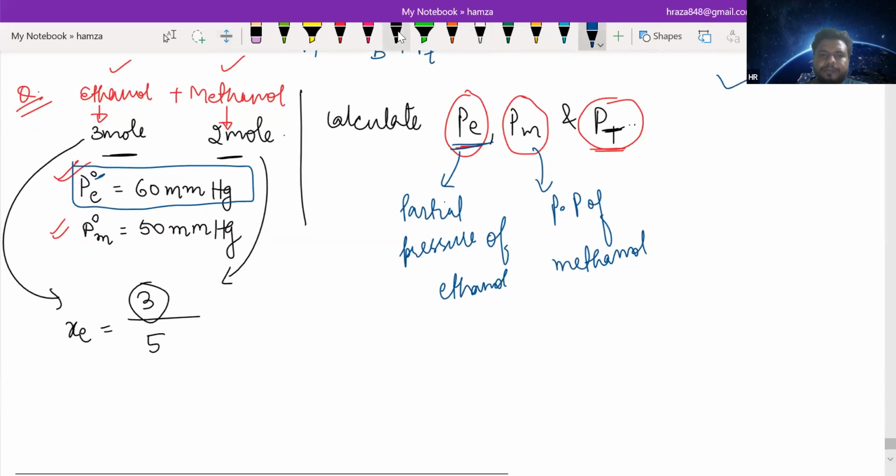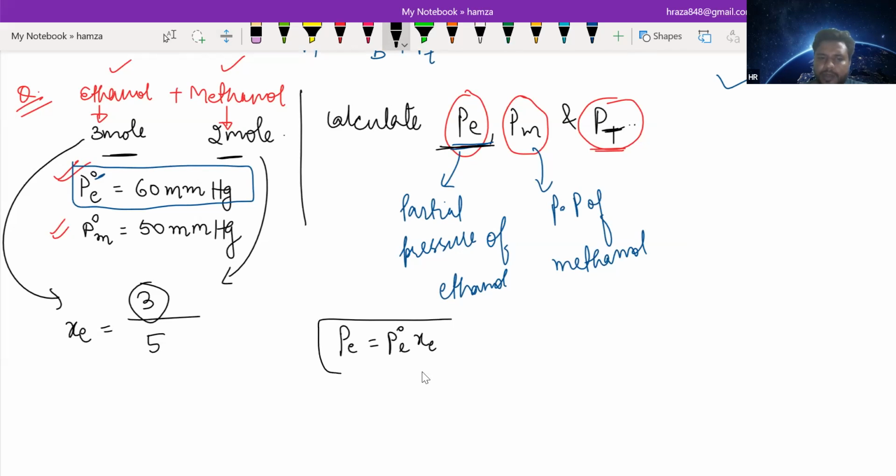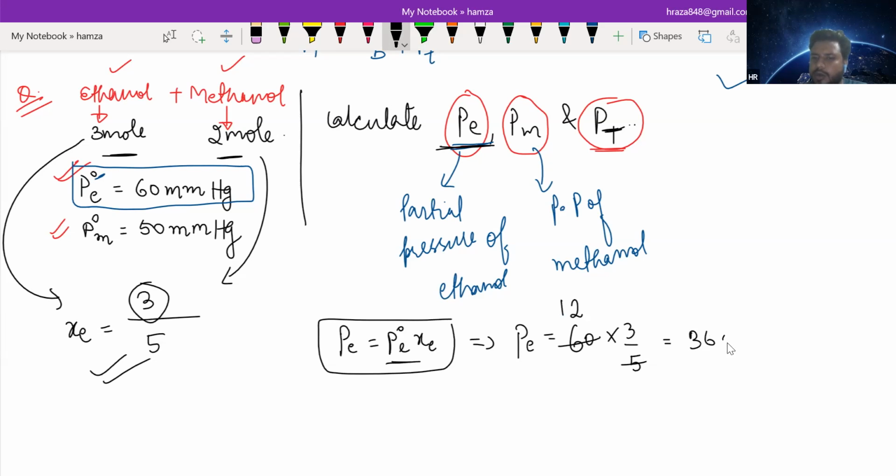We need to calculate partial pressure of ethanol. So PE will have a formula P naught E into zeta. This is the formula, so simple. So partial pressure of ethanol, what is the value? P naught E has a value 60 into mole fraction, that is 3 by 5. So basically it will be cancelled by 12 times and it will have a value 12 into 3, that is 36 mmHg.